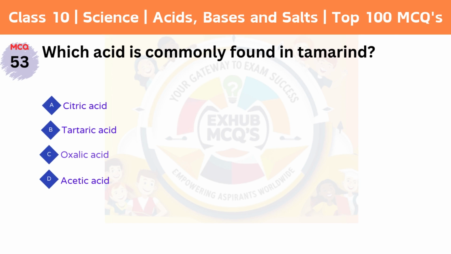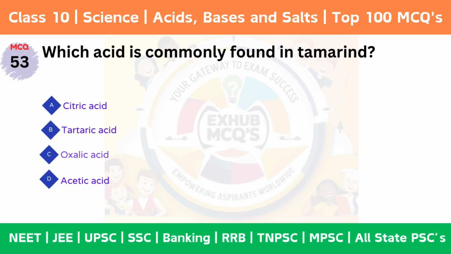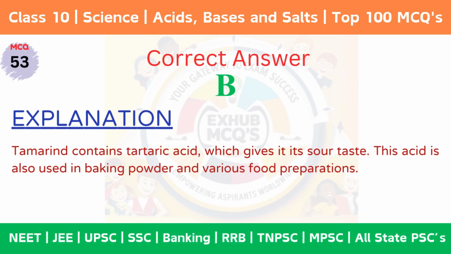MCQ 53. Which acid is commonly found in tamarind? Option A, citric acid. Option B, tartaric acid. Option C, oxalic acid. Option D, acetic acid. The correct answer is option B, tartaric acid. Explanation. Tamarind contains tartaric acid, which gives it its characteristic sour taste. Tartaric acid is also used in baking powder.